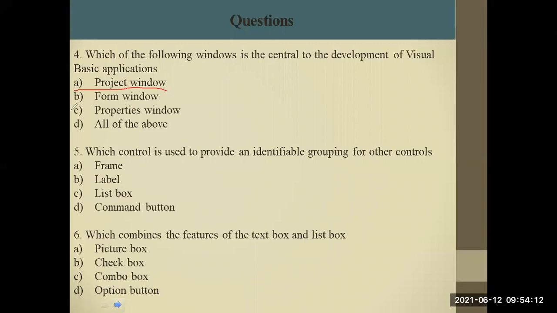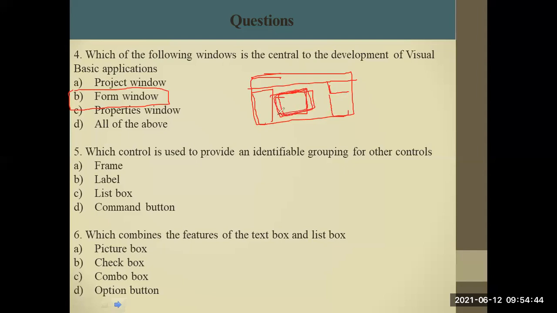As you can see, the form window is present at the center of the window. If you open your window, there will be a project window which consists of all your forms and modules. Then there will be a toolbox window, then a form window, then the project explorer, then the project properties. So the form window is basically present at the center of development for any Visual Basic application. I hope this is clear.